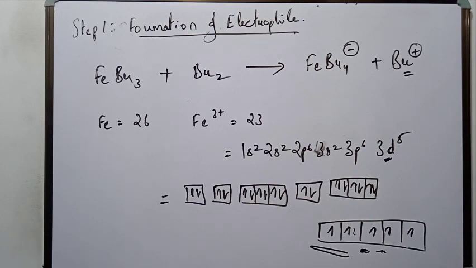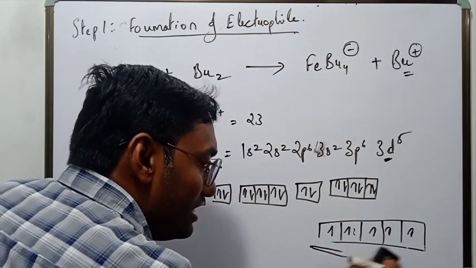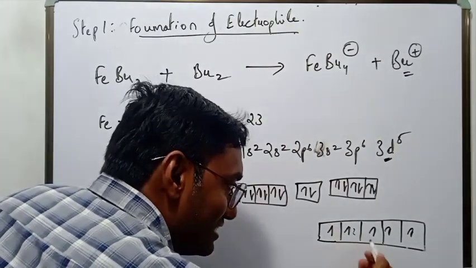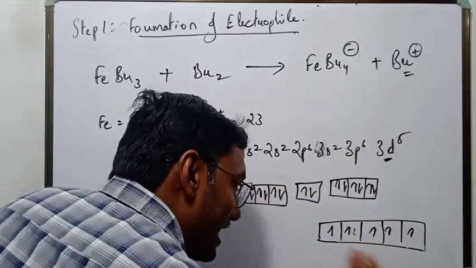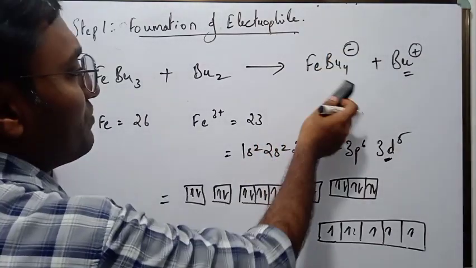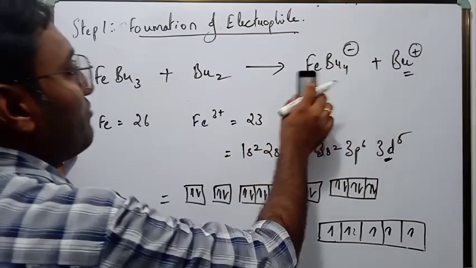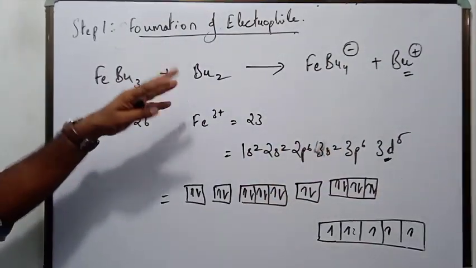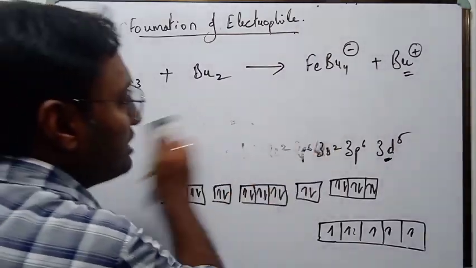So now you can see the vacant d orbital, not completely vacant but still vacant d orbital, vacancy is there, correct? So it acts as an electrophile, and that is why Fe accepts the pair of electron and becomes FeBr4 minus. I hope you understood why Fe accepts the pair of electron and acts as Lewis acid catalyst.